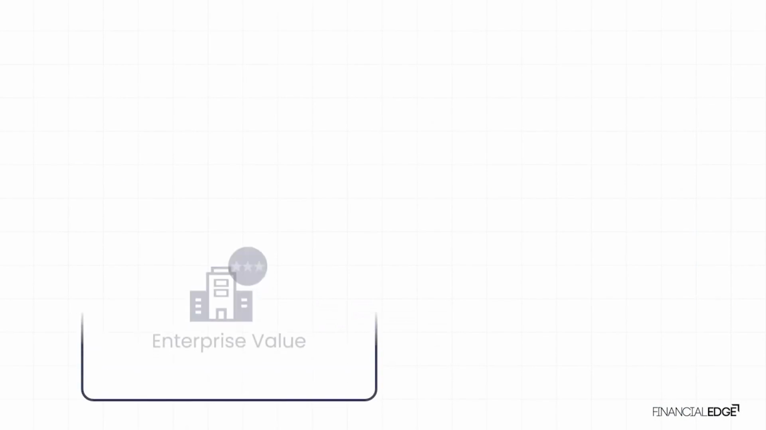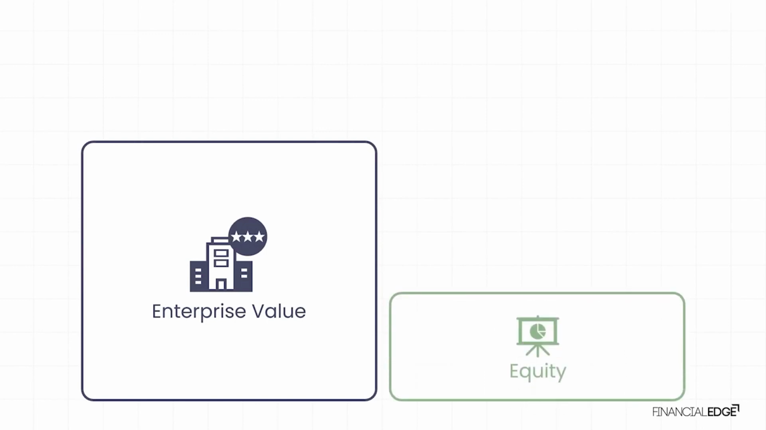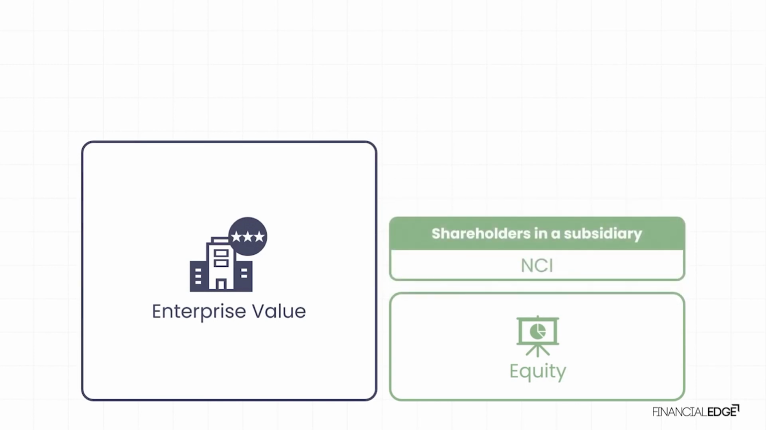In the enterprise value to equity bridge, there are a number of items that can exist. Let's go up the right-hand side first of all, our sources of finance. The equity value recognises ordinary shareholders in the business. But we do have another group of shareholders that's not quite captured in the equity value, and that's the NCI, or non-controlling interest, sometimes referred to as minority interest.